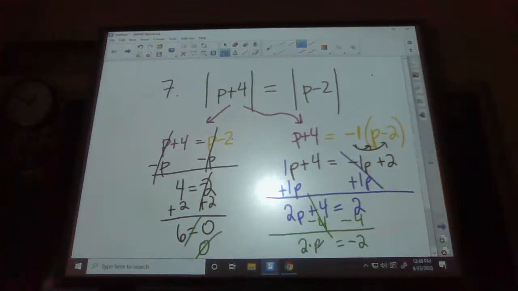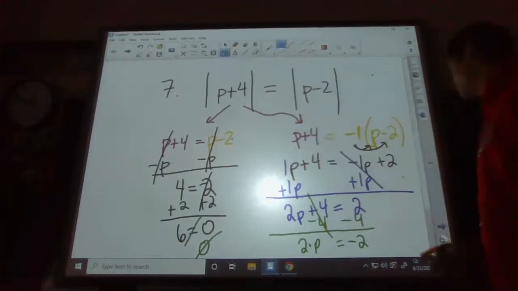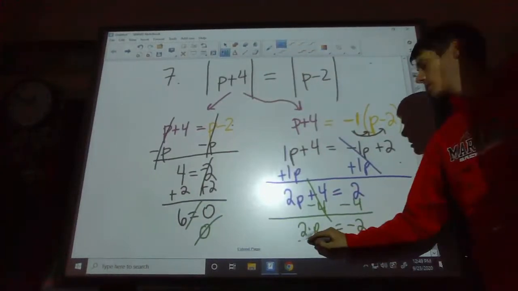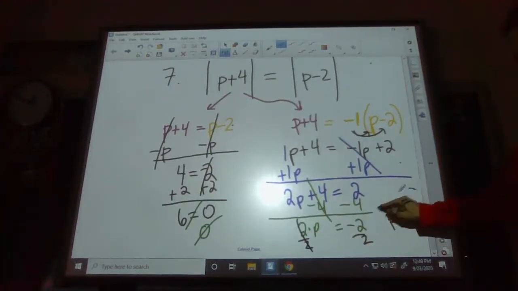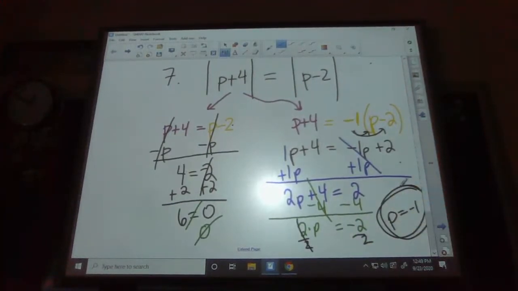2 times something equals -2. We all know the answer to that. If I really needed to show my work, even though I'm about out of space, I could. Divide by 2, and you get -1. So I went ahead and circled it like I am confident that's the right answer.